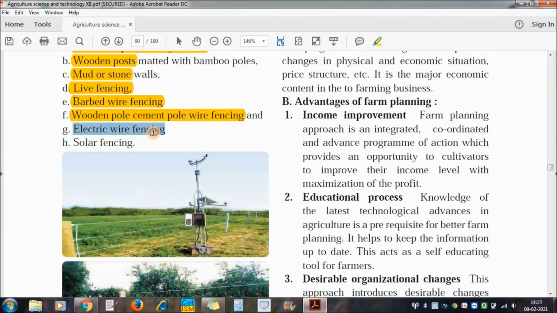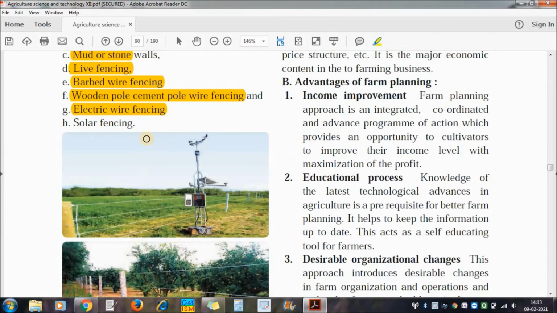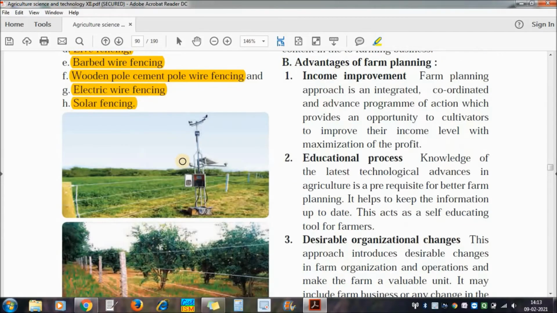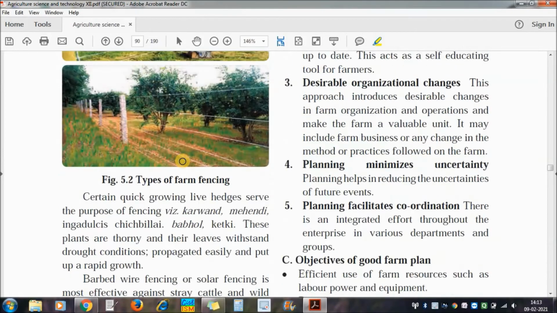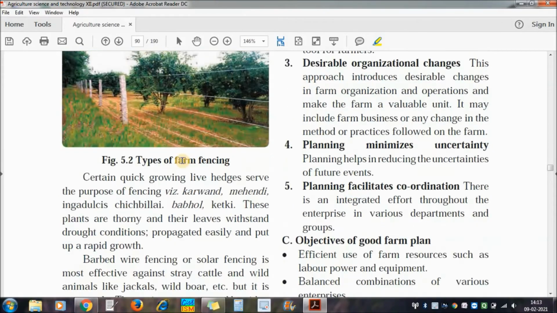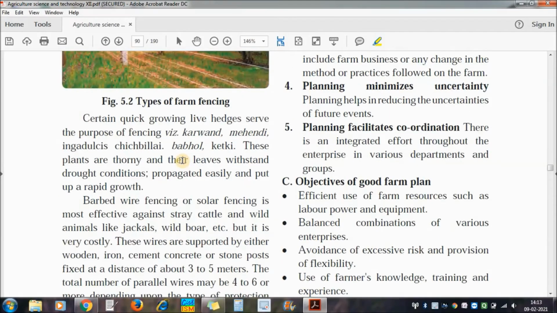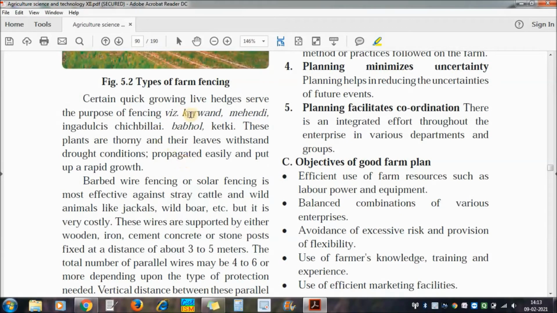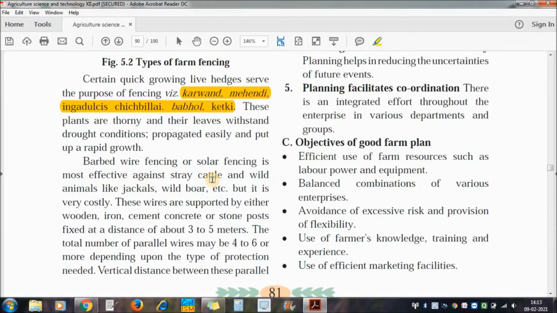Electric wire fencing is not permitted in general areas, except where the field is adjoining a forest; then only electric wire fencing is permitted. Nowadays solar fencing is also available, but it is at an initial stage, so it is costly. Karwand, babul, or some other thorny bushes can also be used as fencing.